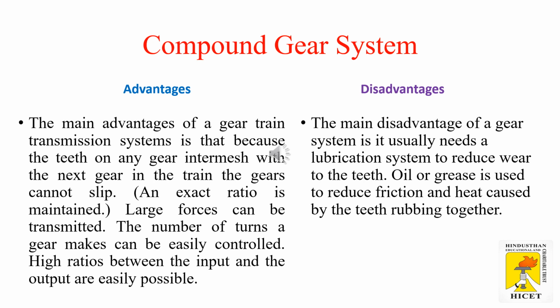And the main disadvantage of the gear system is that it usually needs a lubrication system to reduce wear to the teeth. Oil or grease is to be used to reduce the friction and the heat caused by the teeth rubbing together. So this is the main disadvantage of the compound gear system.